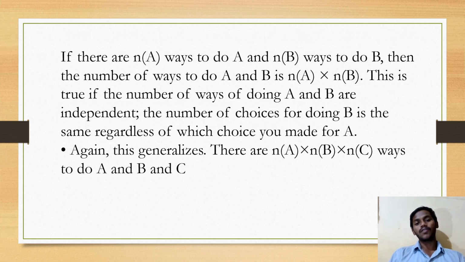If there are n of A ways to do A and n of B ways to do B, then the number of ways to do A and B is n of A into n of B. This is true if the number of ways of doing A and B are independent. The number of choices for doing B is the same regardless of which choice you made for A. Generalizing, there are n of A into n of B into n of C ways to do A and B and C.